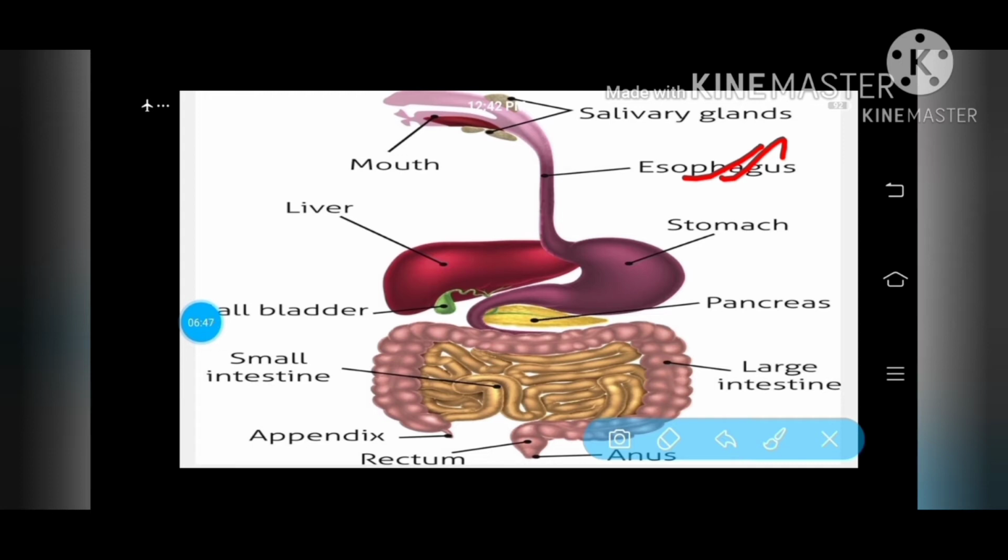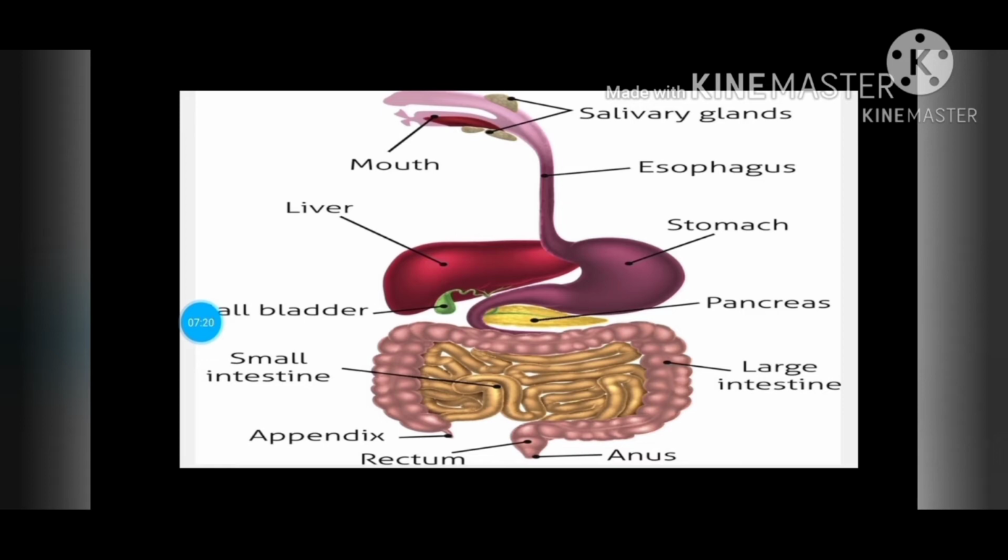Okay, what is the process of peristalsis? I think you must know about it: all the muscles in our body always work by contraction and relaxation, always working in pairs. Okay, so this contraction and relaxation of the muscles is known as peristalsis, and this process is very helpful to transfer the food from our mouth to our stomach.